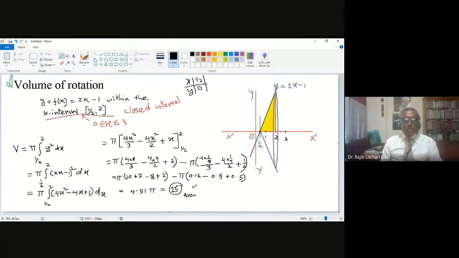Unit cube. So maybe centimeter, so centimeter cube, maybe inch, so inch cube, maybe foot, so foot cube, something like that. Whatever the number you get, the answer should be that unit cube.